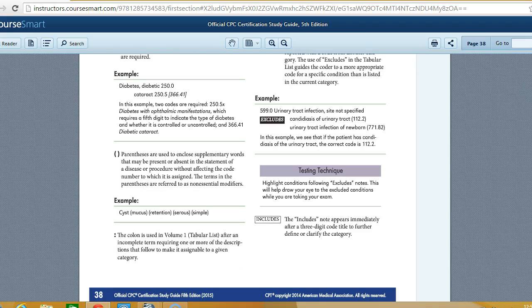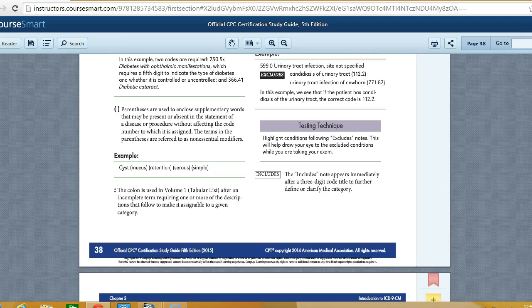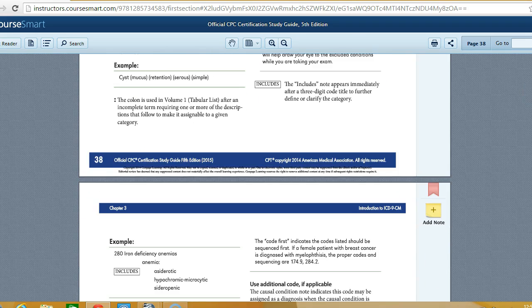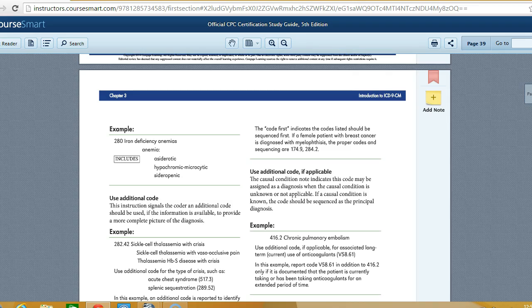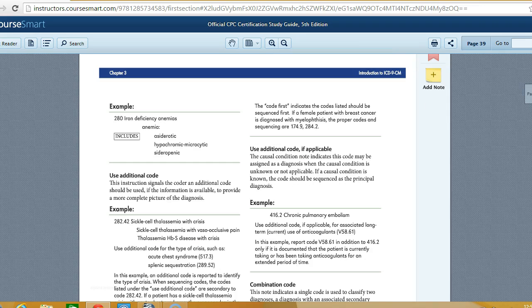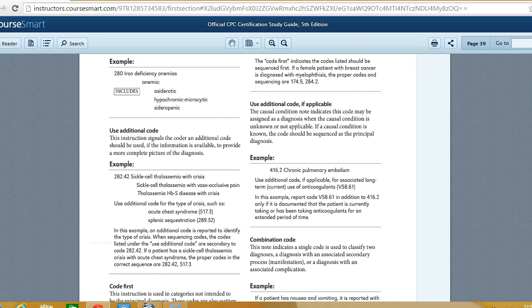Includes means it's included there. So make sure you know the difference. Use additional codes if applicable. You remember, if you have a use additional code term after a code, that means the one that you found is the first one that you should list, but the one that it tells you to use additional should be coded secondary.